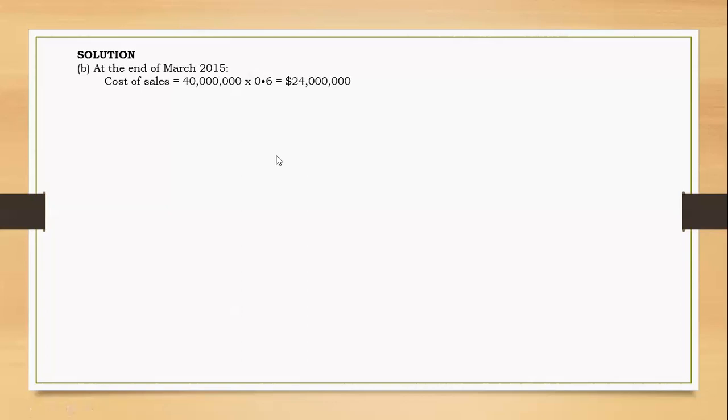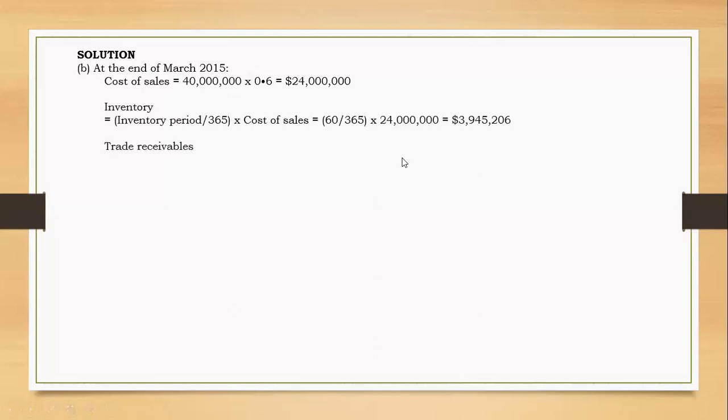Inventory would be equal to inventory days over 365, and then multiplied by how much? Inventory period was 60, so you have 60 over 365 times the cost of sales of 24 million that I just showed you, and I would have this figure. I'll do the same for trade receivables.